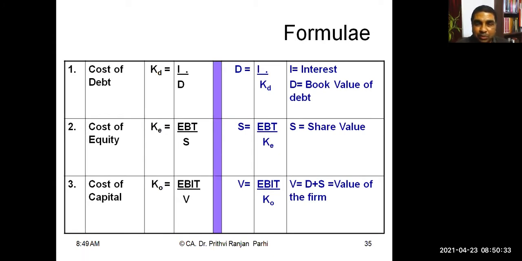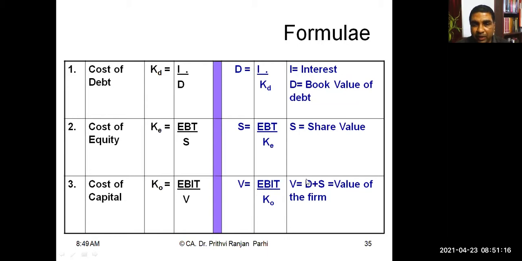Then we had also learned various formulae. Cost of debt, KD, is equal to I by D. Why it is like this, I had explained earlier. You can derive from this formula that D is equal to I by KD. If cost of debt is equal to interest by value of the debt, then value of the debt is equal to I by KD. It's a derived formula. Similarly, cost of equity is equal to earnings before tax divided by value of equity, so S, or value of the equity, is equal to EBT by KE. This is derived. KO, or overall cost, is equal to EBIT by V. Therefore, V is equal to EBIT by KO.